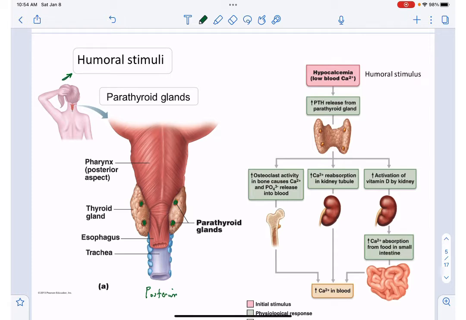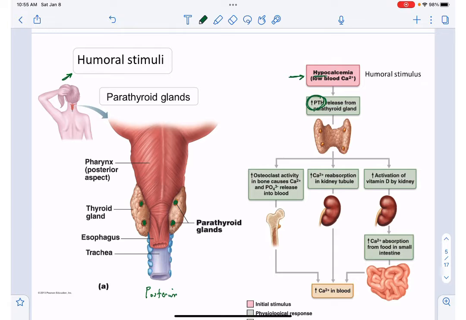And the parathyroid glands are going to respond to low blood calcium. Hypo means low. So they're going to respond to hypocalcemia, low levels of calcium in the blood. And in response, they're going to release the hormone, parathyroid hormone, into the blood. So that's an example of a humoral stimulus.